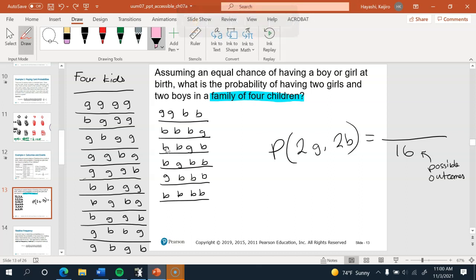And if we highlight the outcomes that have our desired property, that they have 2 girls and 2 boys, well, there's this one, this one, this one, this one, this one, and this last one. So that is 1, 2, 3, 4, 5, 6 of the outcomes that have our desired property.